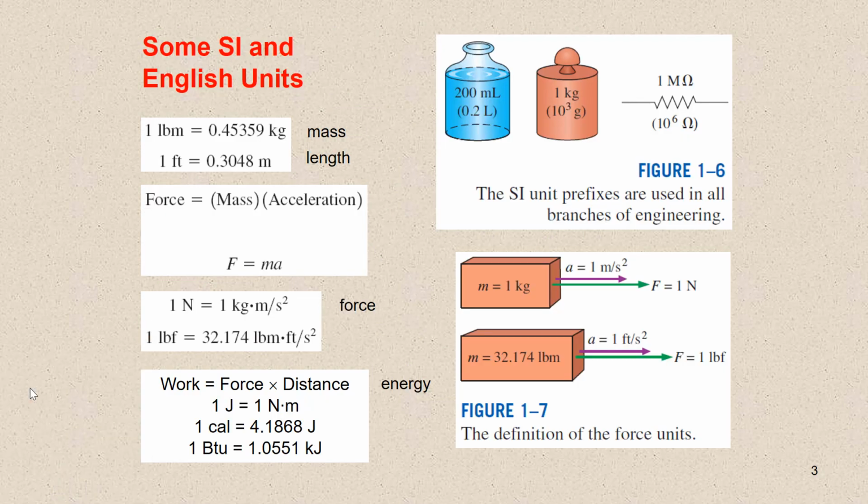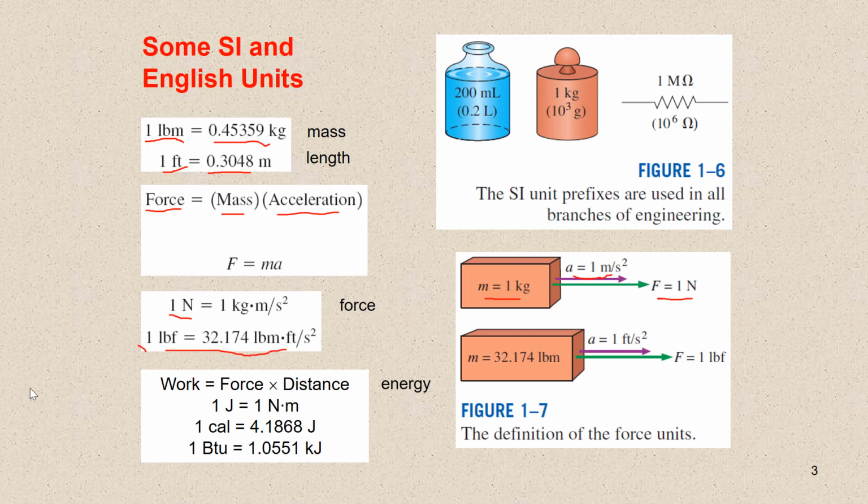So let's look at some SI and English units. As you can see, 1 pound mass (lbm) in English units would be equal to 0.4536 kilograms in SI units, and 1 foot in English units would be equal to 0.3048 meters in SI units. Throughout this course you will have to use the equation F equals ma whenever you want to find the force when a mass and acceleration is given. In terms of SI units, in order to generate 1 Newton of force, you would accelerate 1 kilogram by 1 meter per second squared.